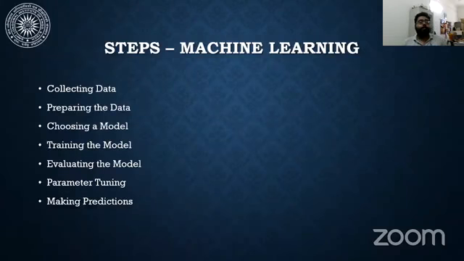So what are the basic steps of machine learning? The first is data collection. The data is important to train the machine, and then preparation of the data. We have to select the features. We have to scale the data, and there are many such steps. Then we have to choose a model, what we are using, and then training the model, evaluation of the model, and parameter tuning, and lastly, making predictions.